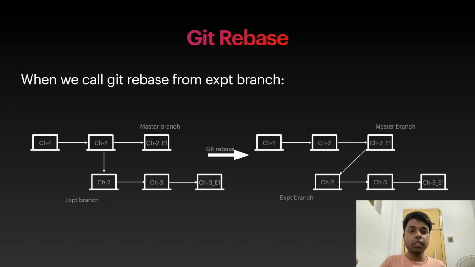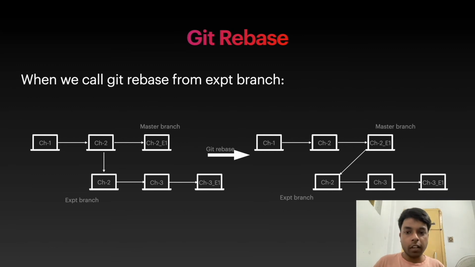Now it is rebased. So when you call git rebase master, it rebases chapter 2 to the latest commit of that branch. The latest commit of the master branch is chapter 2 edit 1. So now that becomes the base, and after rebasing, the master branch is chapter 1, chapter 2 and then chapter 2 edit 1, whereas the experimental branch is chapter 1, chapter 2, chapter 2 edit 1, chapter 3 and then chapter 3 edit 1. So it goes like that.